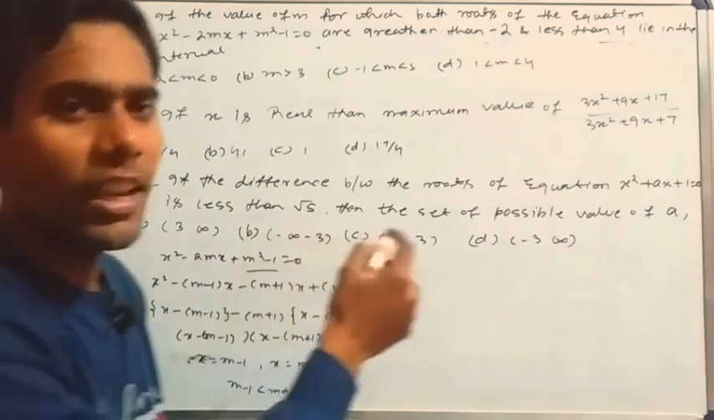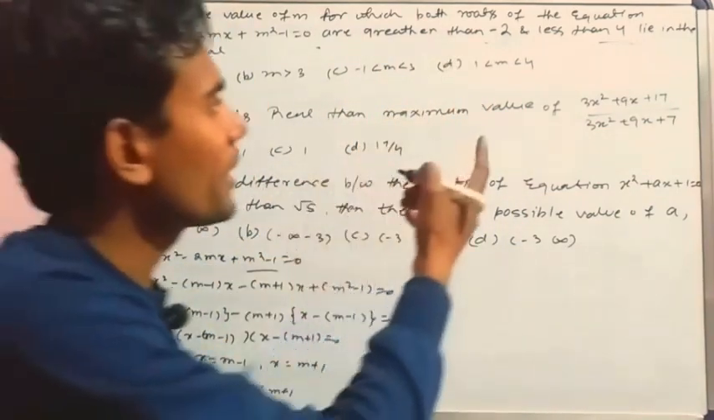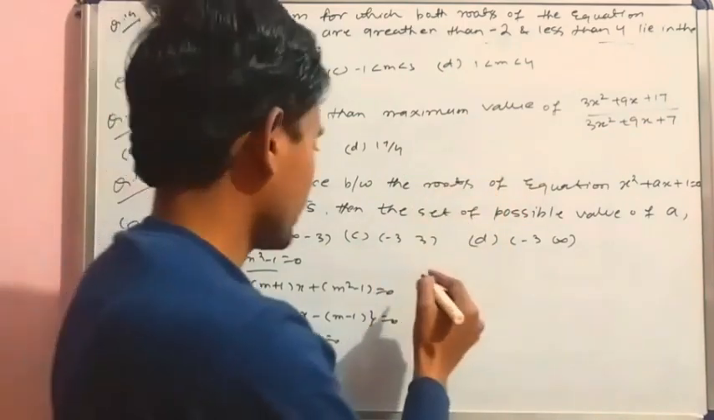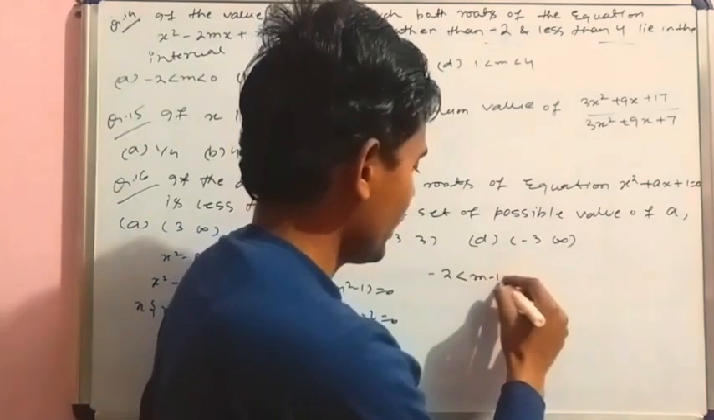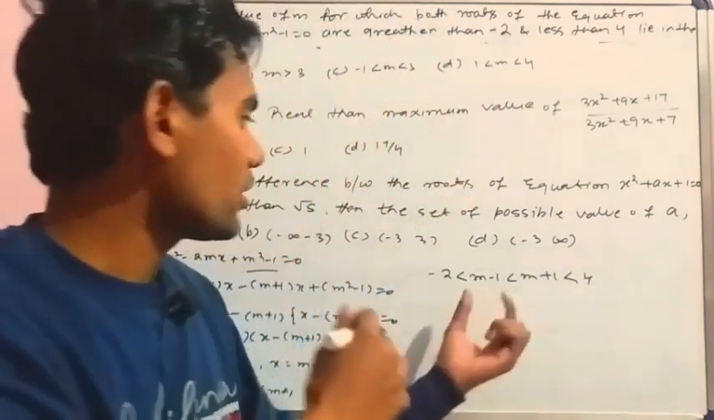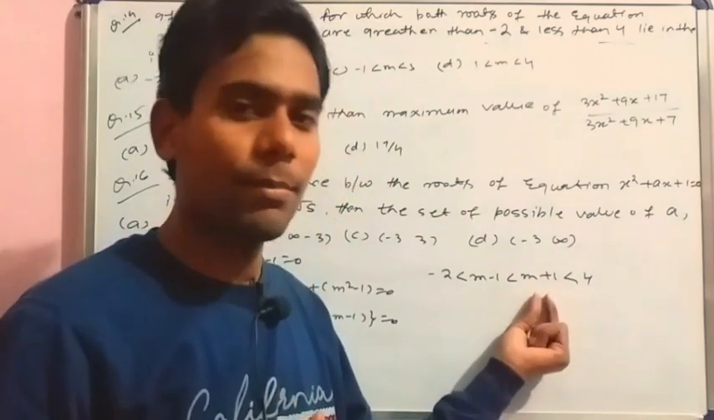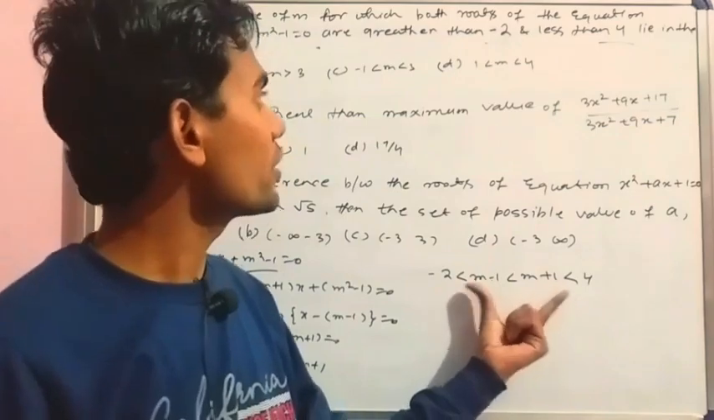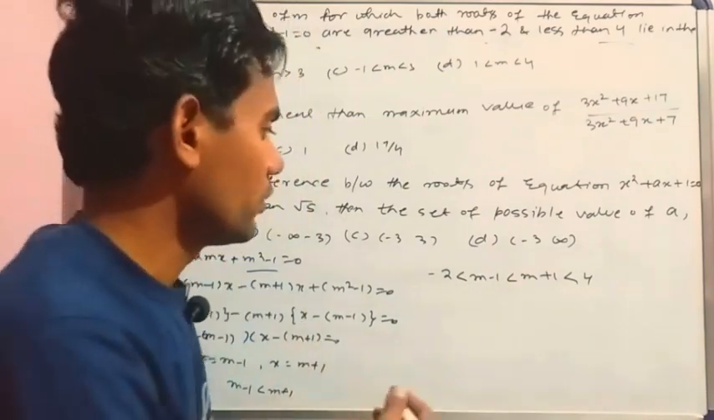And the condition is that the roots are greater than minus k2 and less than k4. Then the condition arises that minus k2 is less than m minus k1 and less than or equal to m plus k1 and less than 4. Means the roots of this quadratic equation m minus k1 and m plus k1 lie in this interval minus k2 to 4, and find the value of m.